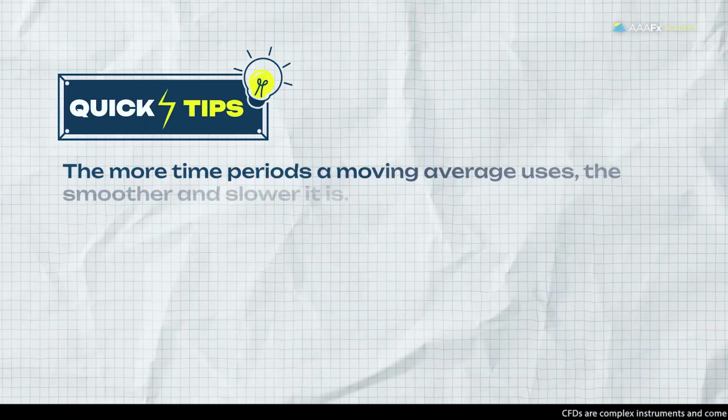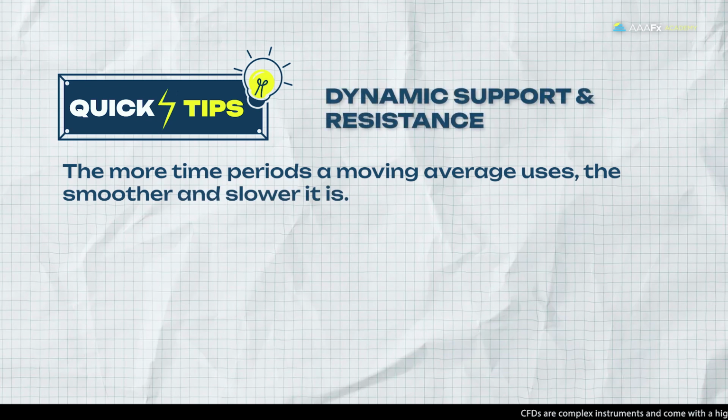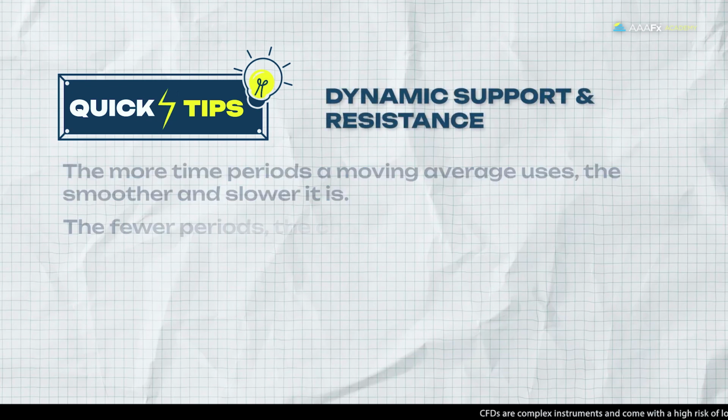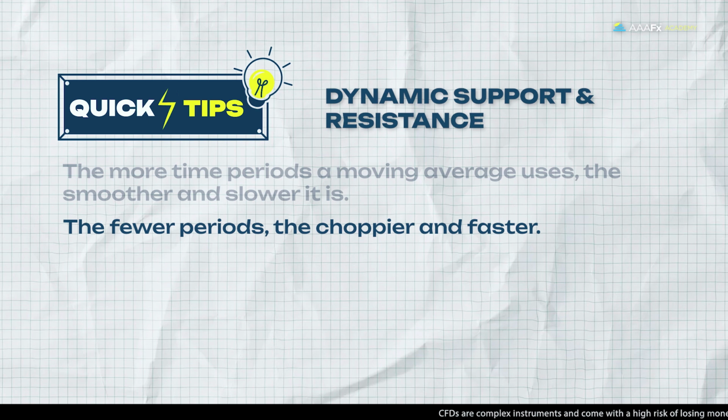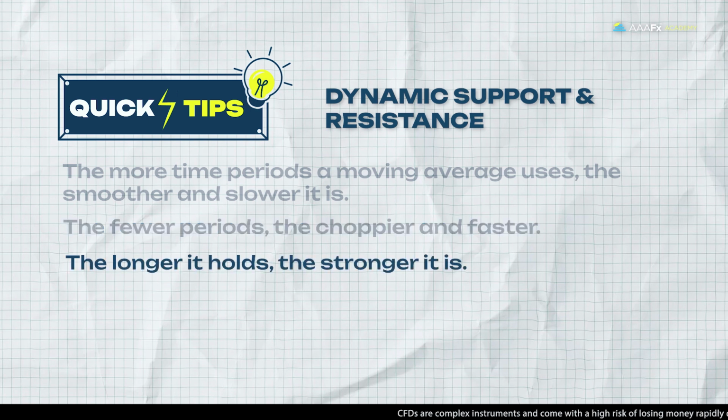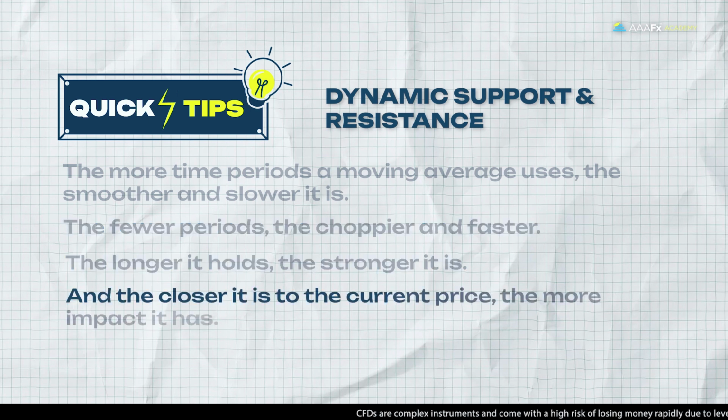When trading dynamic support and resistance, consider these factors. The more time periods a moving average uses, the smoother and slower it is. The fewer periods, the choppier and faster. The longer it holds, the stronger. And the closer it is to the current price, the more impact it has.